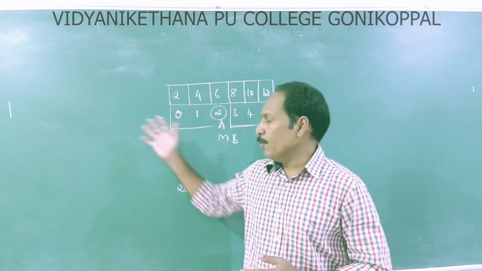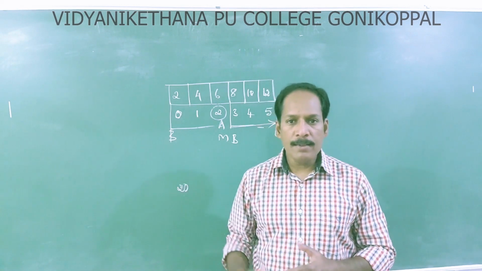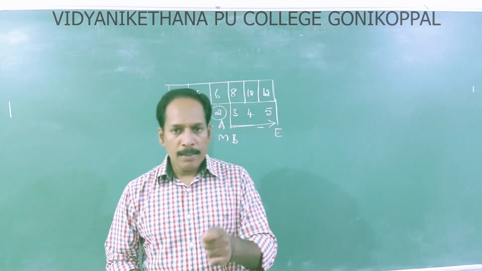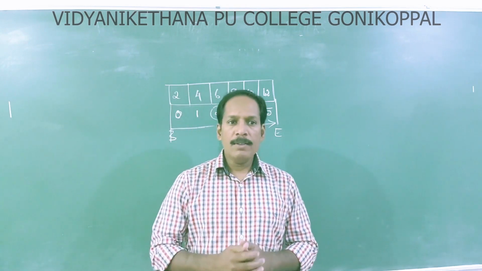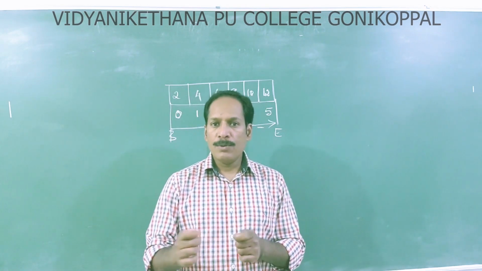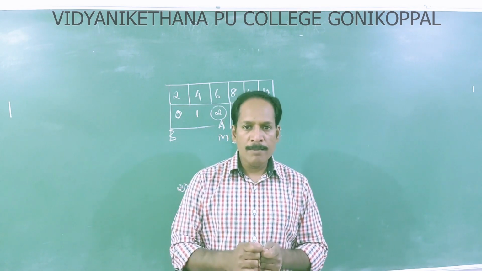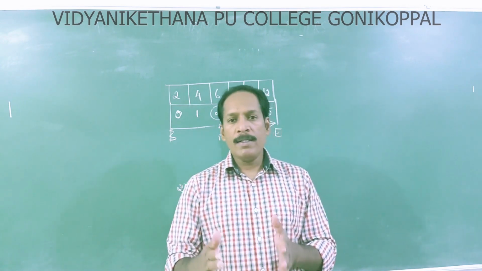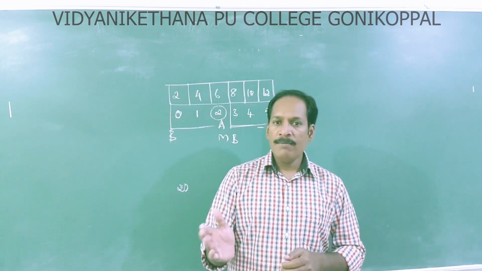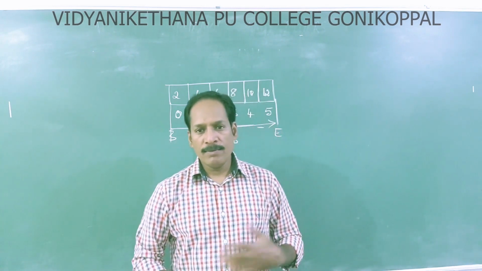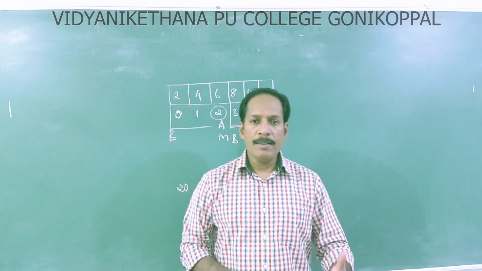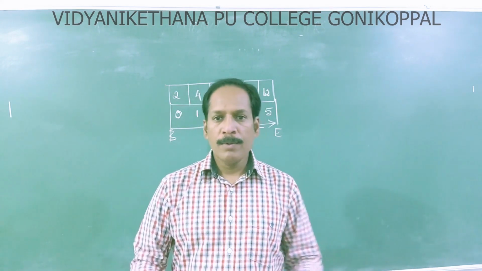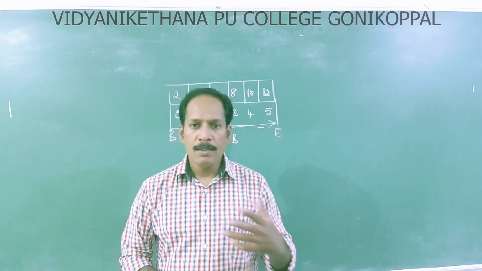We keep repeating three steps: getting the middle element and comparing it with the element to be searched. It may be the same element, or greater than, or less than. If it is greater, search the right half. If it is less, search the left half. This process is repeated until there are no more elements to be searched. This is what we call binary search.